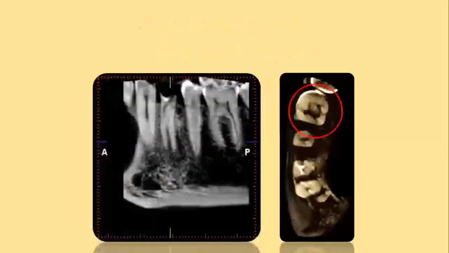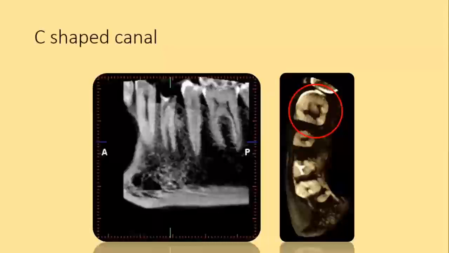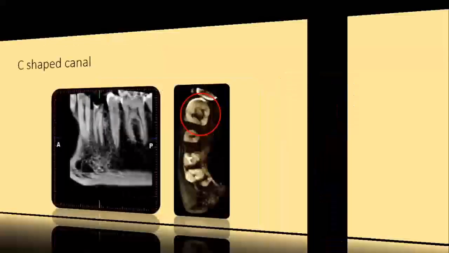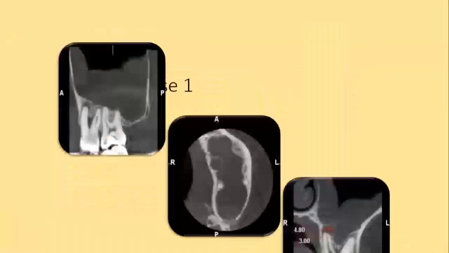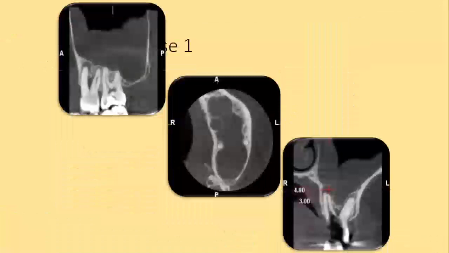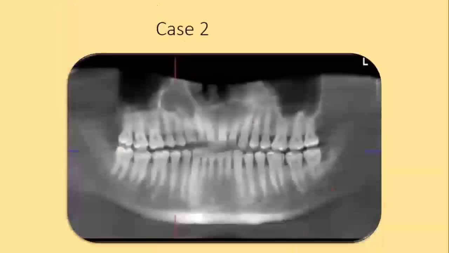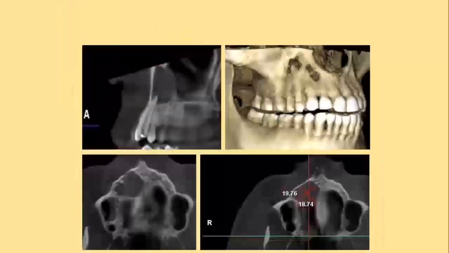Look at the configuration of a C-shaped canal. And then, of course, a lot of periapical pathologies, you could detect a granuloma. You can measure the distance. So those are all great tools to use. Okay. A lot of cases. So just skip that.